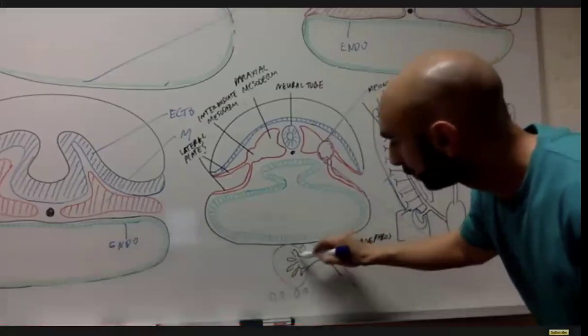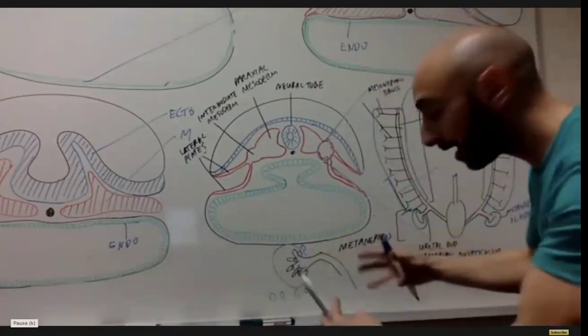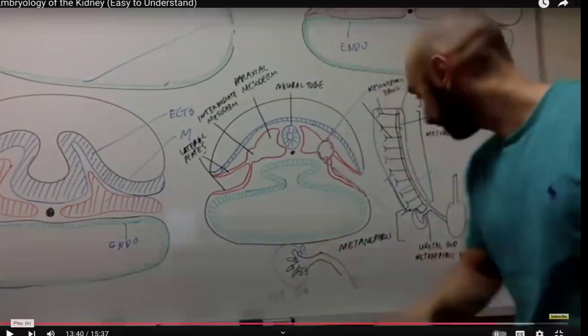The vesicles will attach to the newly grown ducts, and that's how the kidney is developed. Now I understand that better.